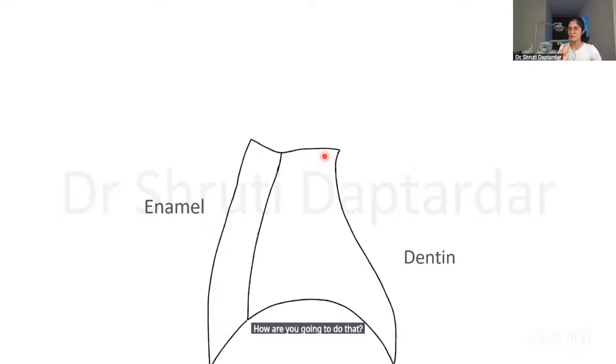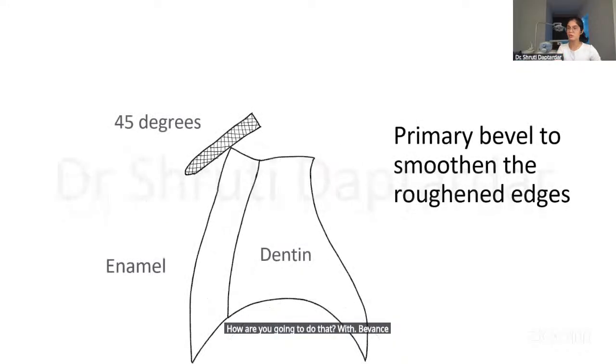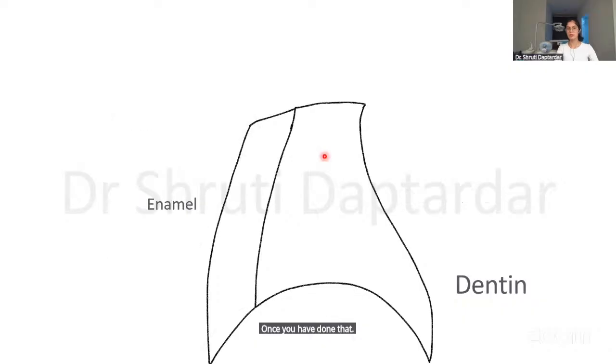With bevels. Starting with your primary bevel, which is going to be given with a red banded burr at a 45-degree angle. This is to remove all the majority roughness, unsupported enamel, and create a smooth transition, which is going to be your first primary bevel. Once you have done that, this is something it's going to look like.